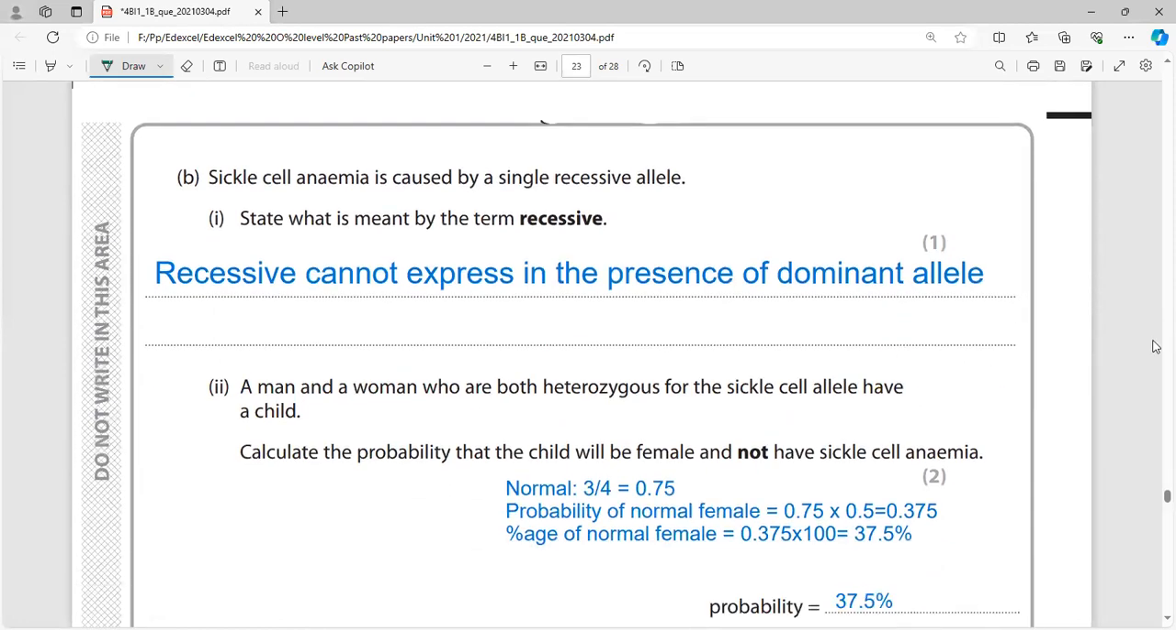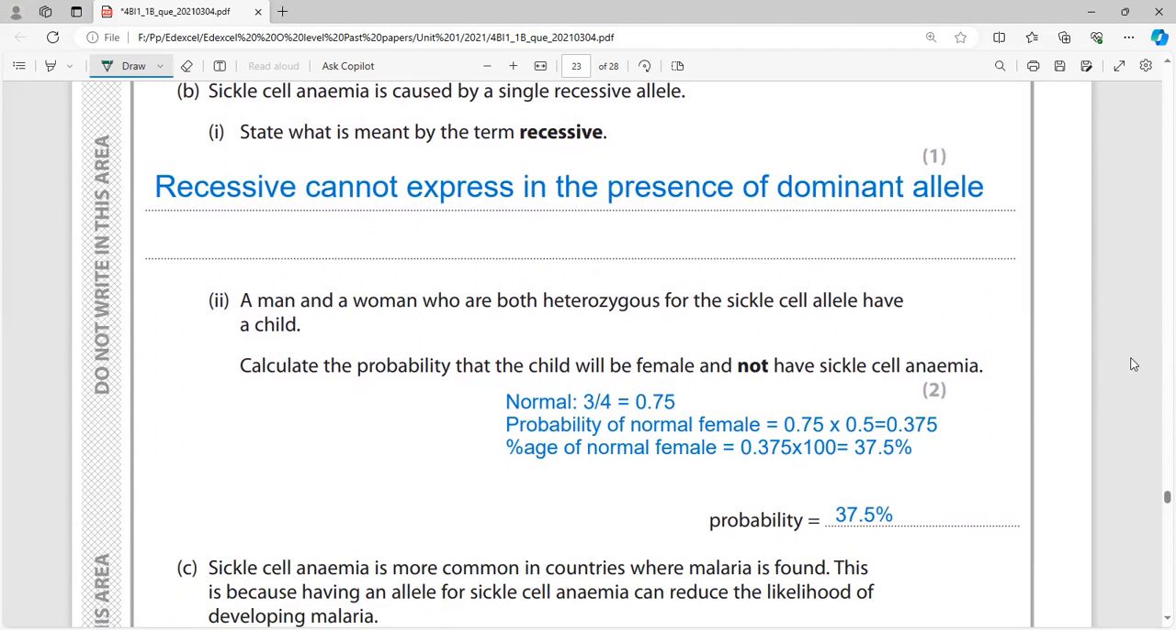Now, sickle cell anemia is caused by a single recessive allele. So state what is meant by recessive allele. A recessive allele cannot express in the presence of a dominant allele. In a dominant-recessive relationship, that's the allelic interaction, the recessive cannot express and stays hidden in the presence of the dominant allele.